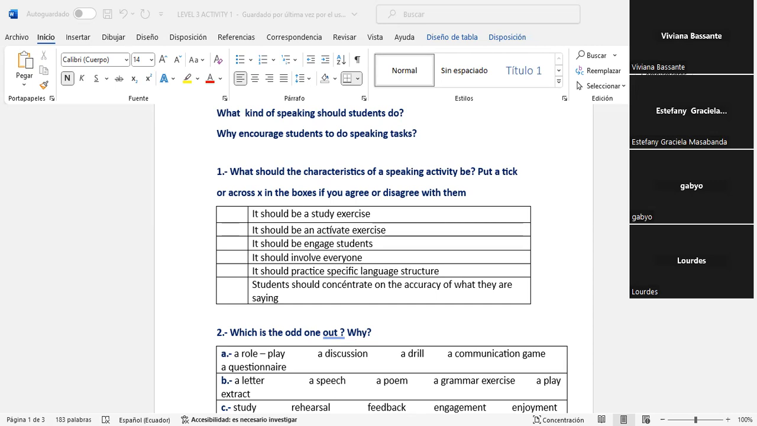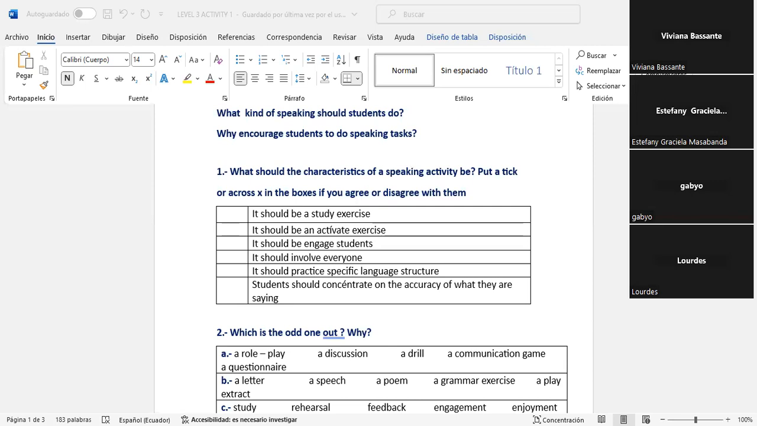It should be an activate exercise. For example, if you are teaching the topic of going camping, maybe you can plan with your kids to go to the park and put some food on the ground, and you can share the food with your students and have them speak. That is an activate exercise. The speaking part is an activate exercise. You have to remember that you have to encourage your student to speak.